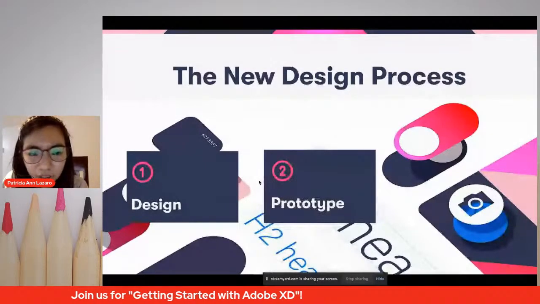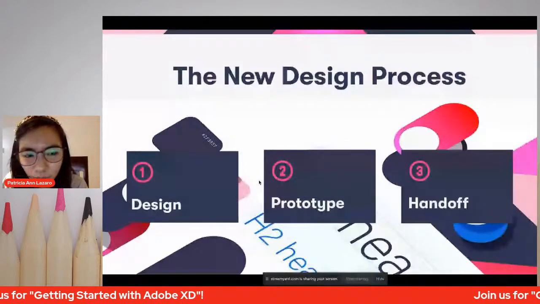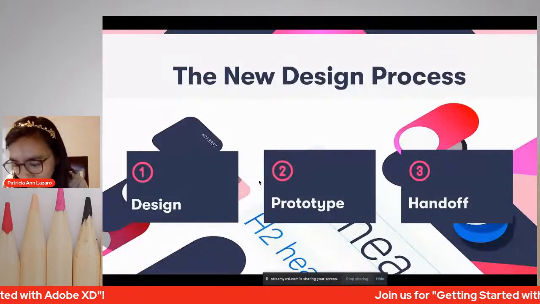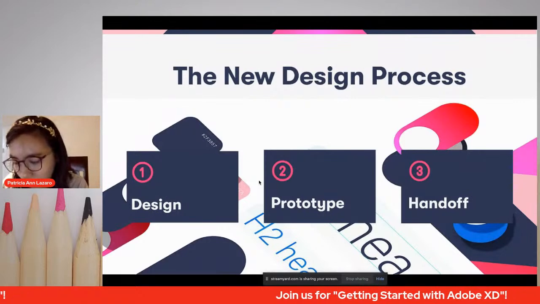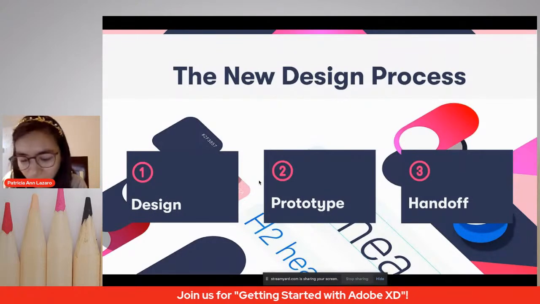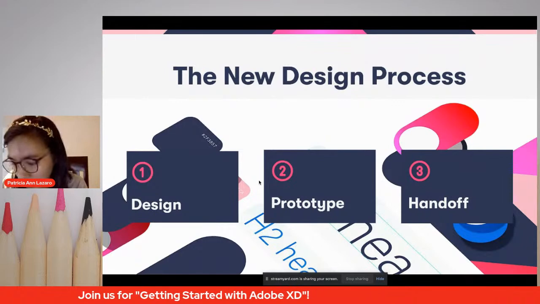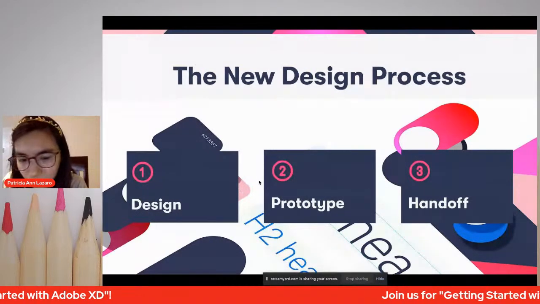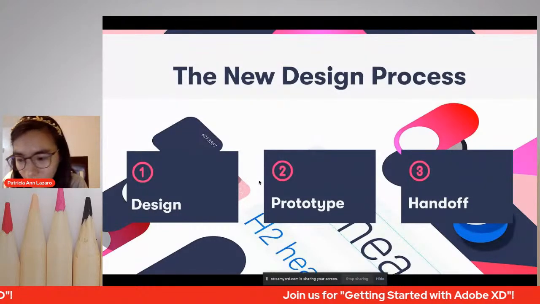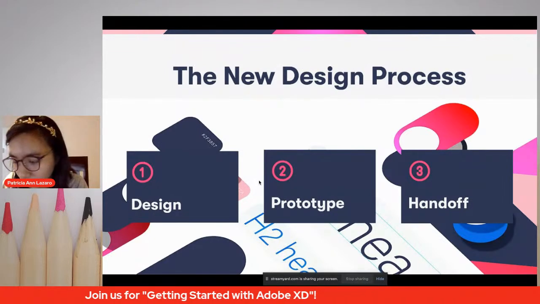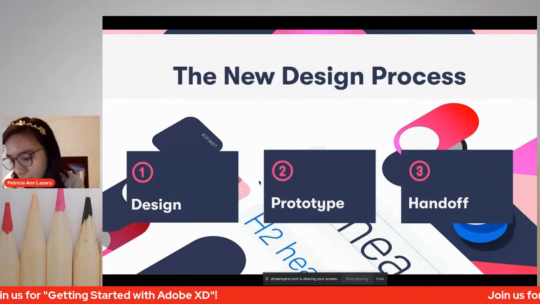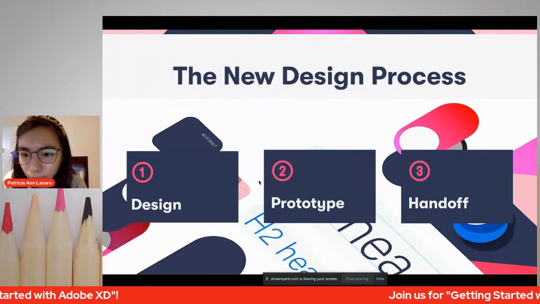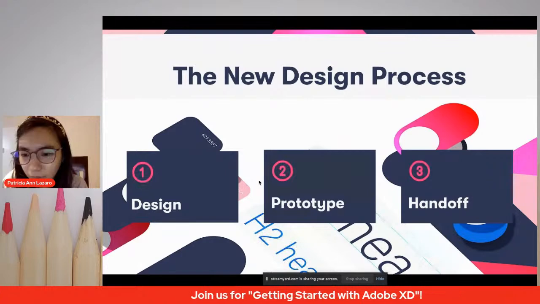So it's design, prototype, and handoff. You have to turn your ideas into design, and then prototype. This is the process where you can test your design right away. This prototype process eliminates errors in production. It lessens them. And then handoff is where you hand off your designs to developers, to programmers, for development.